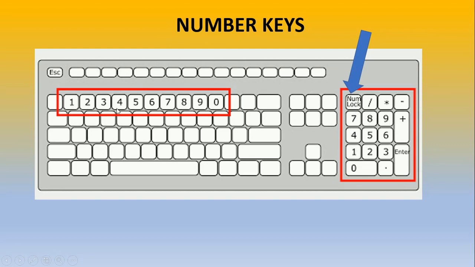But for using the upper numbers 1 to 0, there is no special key. Simply you type, and when you press, these numbers will be printed on the screen. So how many numbers are there? 10 numbers are there on the keyboard, but 2 sets of numbers are there on the keyboard.